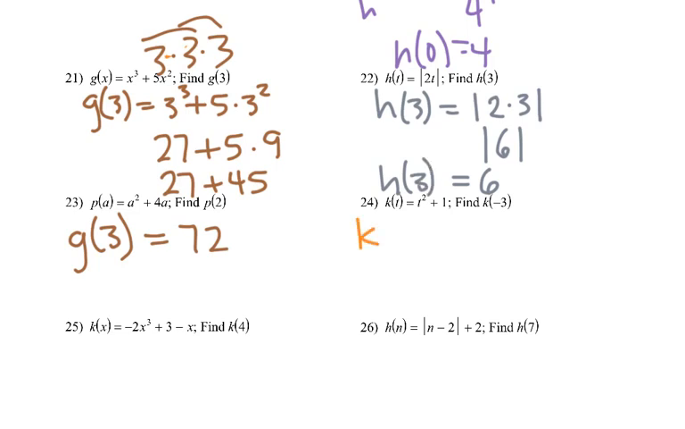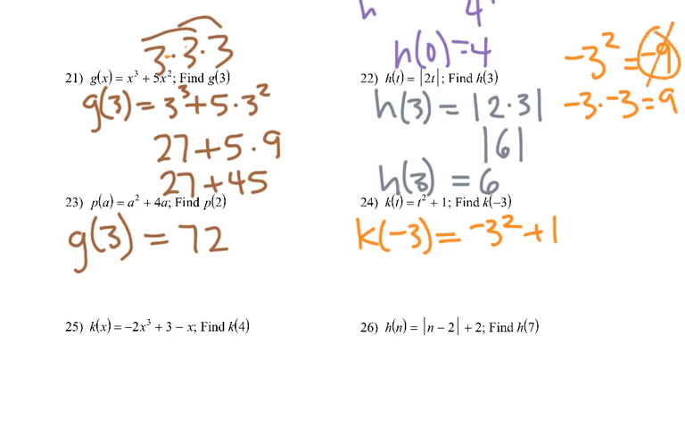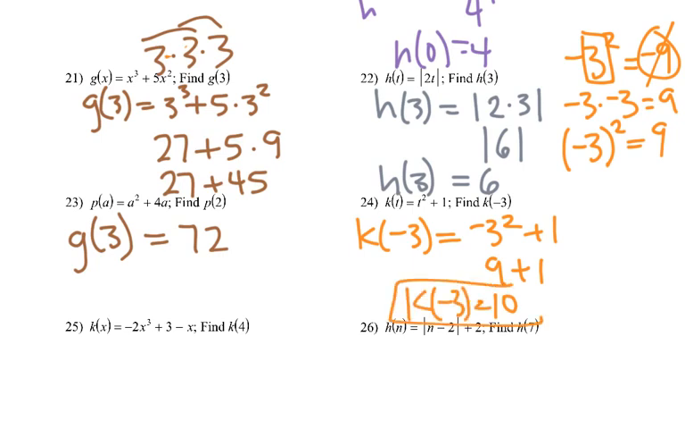Okay, if we look at 24, k of negative 3 here equals negative 3 squared plus 1. Now here's where we run into some trouble, because in the calculator, if you type it in like this, it'll give you an answer of negative 9. But negative 3 squared is really negative 3 times negative 3, so it should be positive 9. So if you do it in the calculator, make sure you put parentheses around the negative. Then the calculator will realize that you want to square the whole thing, not just the 3. So you've got to be careful of that. So negative 3 squared is 9. 9 plus 1 gives us 10. So input of negative 3, output of 10.